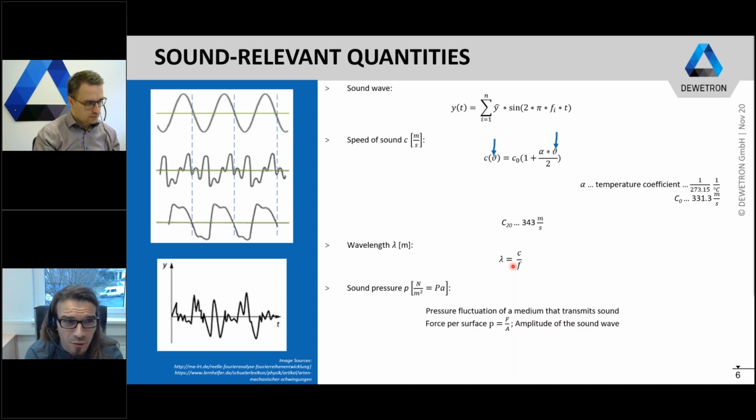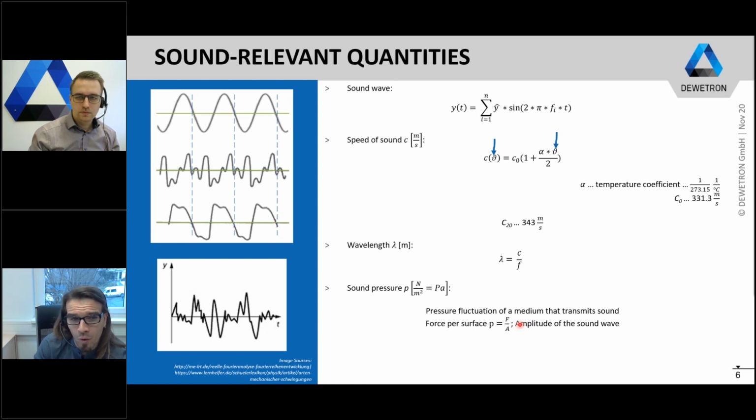And now to maybe the most important physical quantity in acoustics, that is the so-called sound pressure. The sound pressure describes the pressure fluctuation of a medium that transmits sound, and it has the engineering unit Pascal, which can be split up into Newton per square meter. So the sound pressure describes a force per surface, and it can be regarded as the amplitude of the sound wave. And the sound pressure is the physical quantity which is always measured by an acoustical sensor, so by a microphone. The microphone always measures the sound pressure.